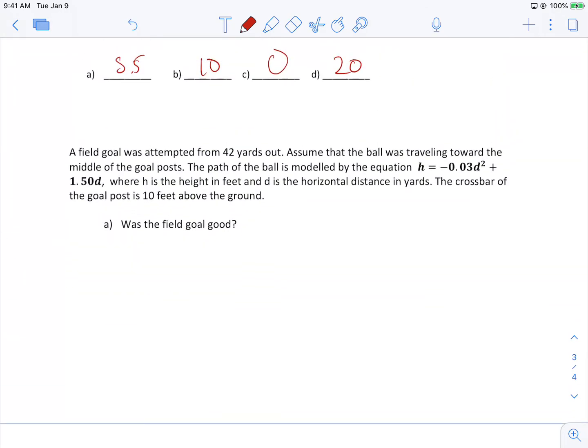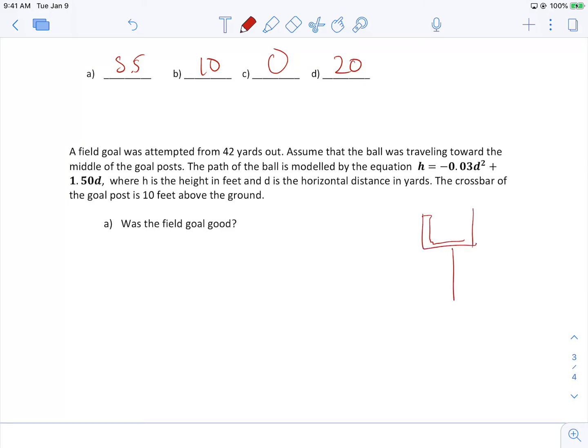Okay, a field goal was attempted from 42 yards out. We can assume the ball is traveling towards the middle of the goalpost, so let's draw this out. If we're playing football, here are our goalposts. Nice. And we have our football here, and it's going to go up and hopefully through.